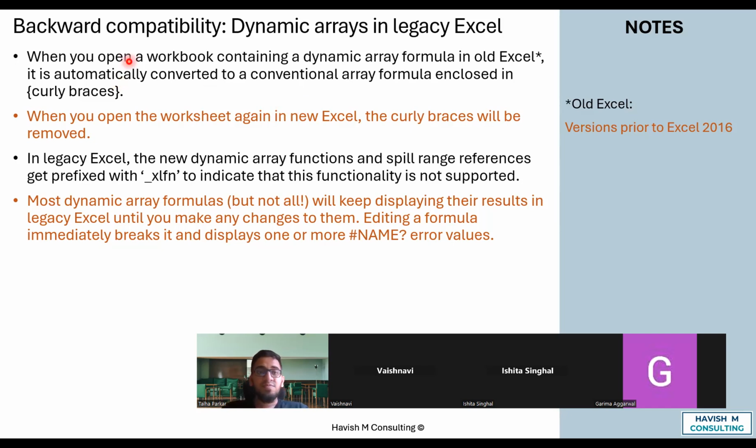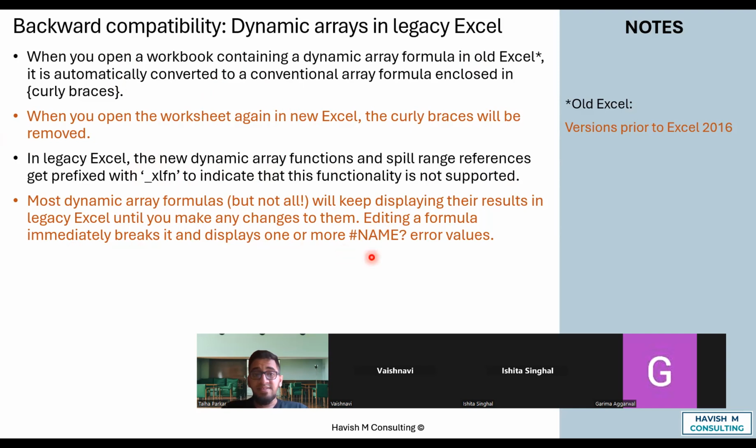So when you open the workbook containing that, what will happen? It is automatically converted to a conventional array formula enclosed in curly braces. When you open the worksheet again in the new Excel, the curly braces will be removed. In legacy Excel, the new dynamic array functions and spill range references get prefixed with _xlfn to indicate that this functionality is not supported. Most dynamic array formulas, but not all, will keep displaying the results in legacy Excel until you make any changes to them. If you edit the formula, it immediately breaks and displays one or more name error values.